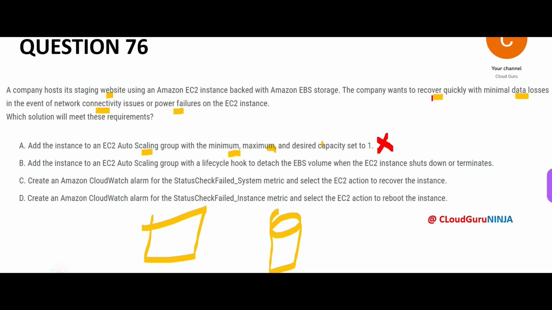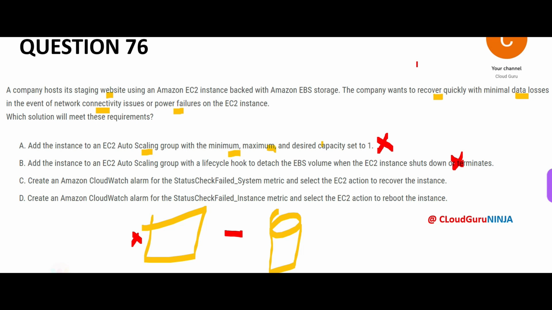B is giving you an incomplete solution. You want to recover totally. B is telling you that you will detach the EBS volume. That means you will detach this and then you will shut this down. But what after that? What after the recovery? How will you recover? So that's why this is wrong.